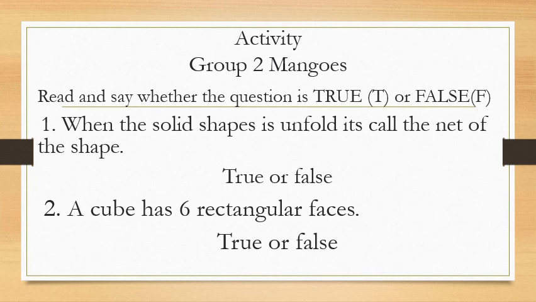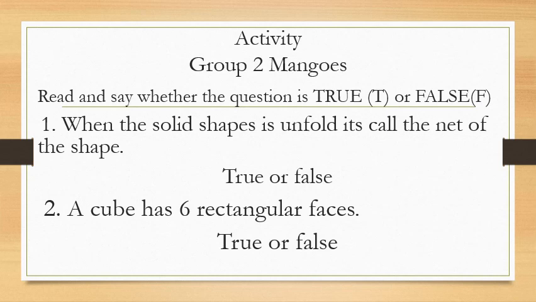Activity for group 2 mangoes. Your activity says that you should read and say whether the question is true or false. I'll read it again. It says to read and say whether the question is true or false. So you can either circle or underline the answer to the correct question. I read the 2 questions that you have.